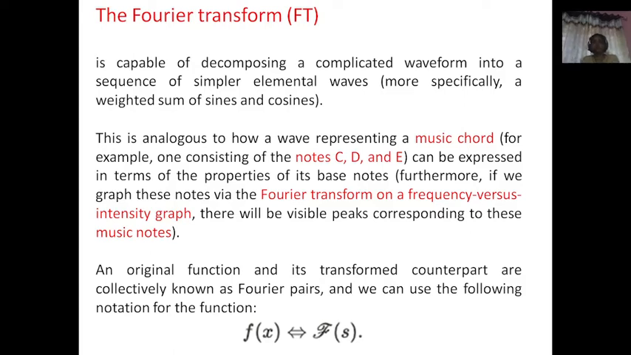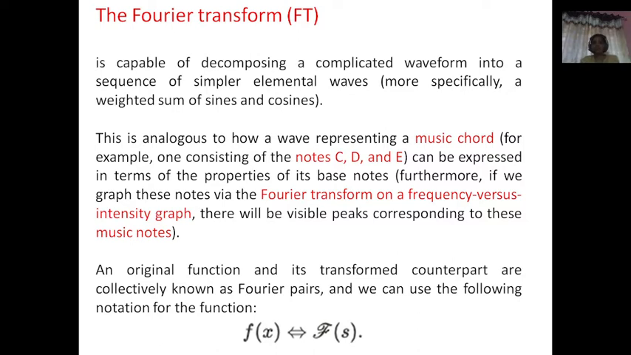The next topic is Fourier transform. It is capable of decomposing a complicated waveform into a sequence of simpler elemental waves. More specifically, just like a Fourier series, it is a weighted sum of sines and cosines. This is analogous to a wave representing a music chord.